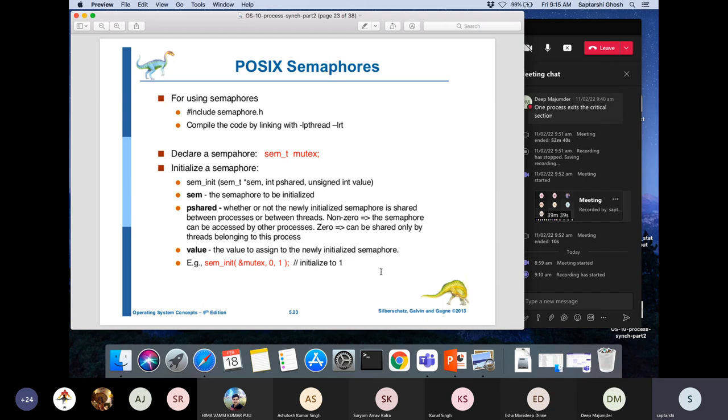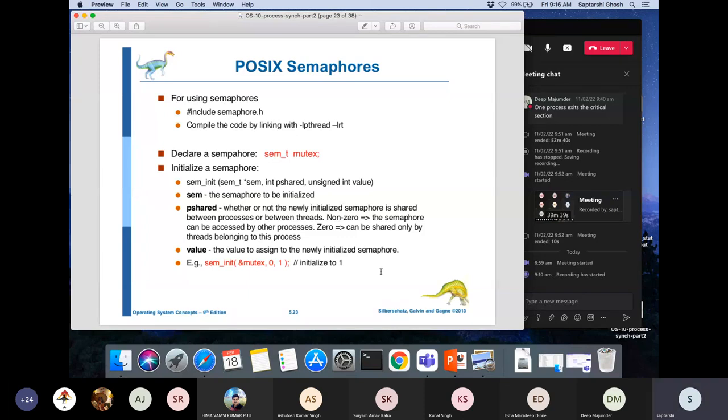So essentially understand that usually no one declares a semaphore just for use with a single process. Because what is the process going to synchronize with? Or what is the mutual exclusion question if there is only one process? So semaphores are intuitively used when there are multiple processes or multiple threads cooperating with each other. Therefore, this pshared variable enables you to indicate whether the semaphore can be accessed by other processes or whether it can be accessed only by the threads belonging to this process.